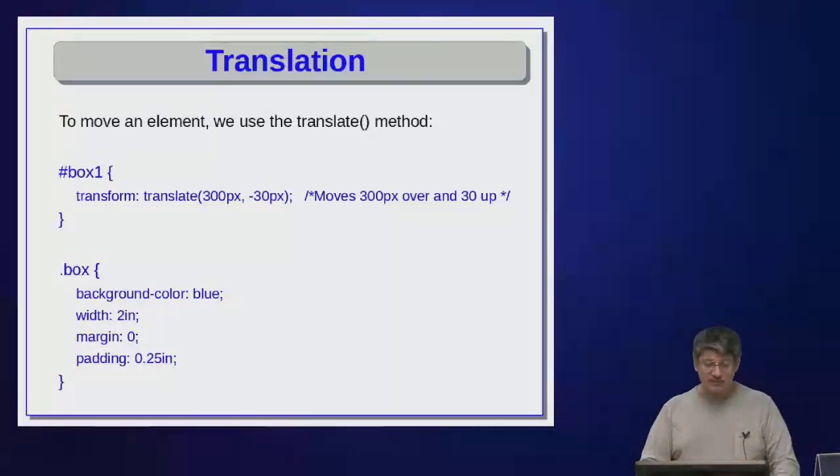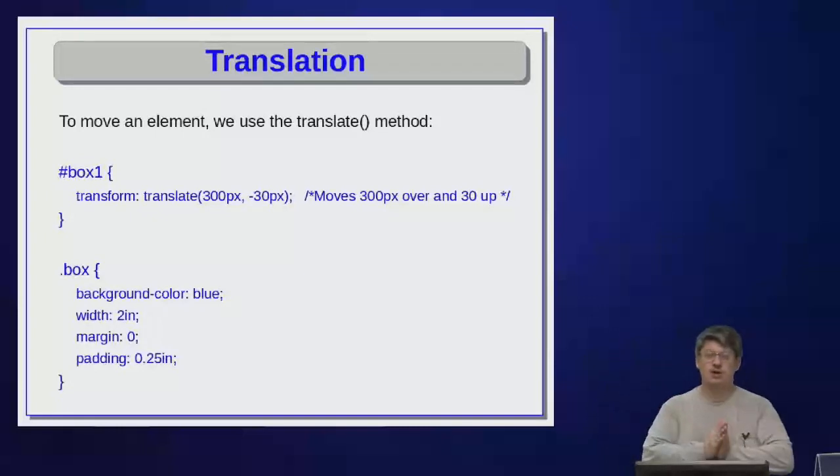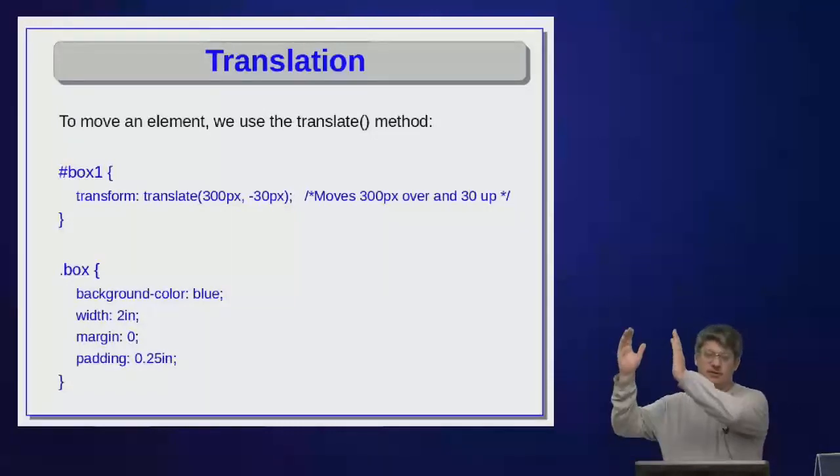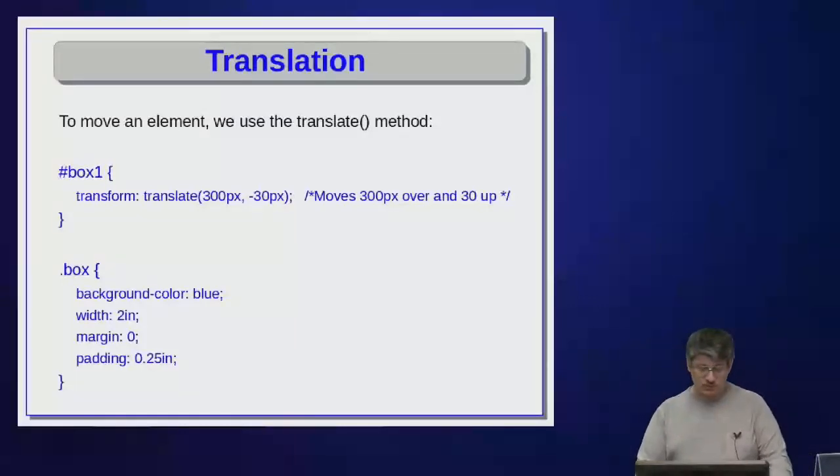So here I have a box, and it has ID set to box1. And I'm going to translate it 300 pixels to the right and 30 pixels up. So notice we have the x coordinate first and then the y coordinate. So we're going to take it where it is, and we're going to translate it 300 pixels along the x-axis, and then negative 30 pixels means that we're going to move it up 30 pixels along the y-axis. So that's how this works.